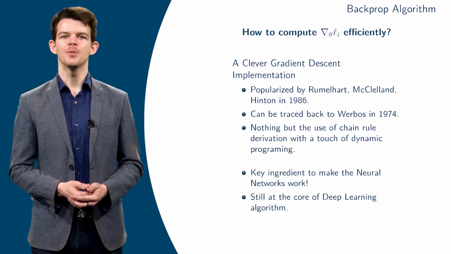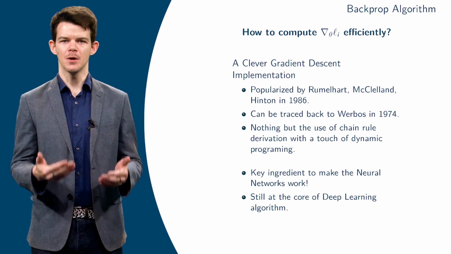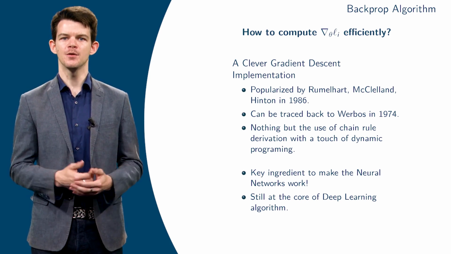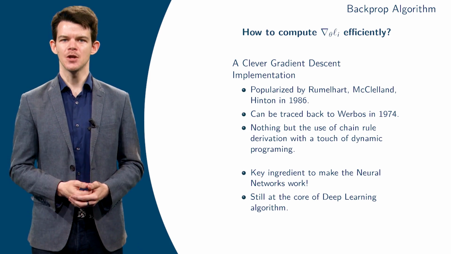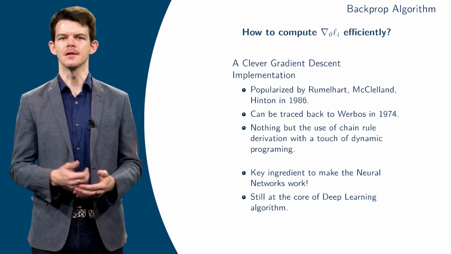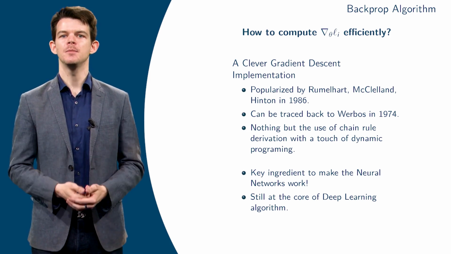Beware, as seen in the previous slide, backpropagation is not enough to train the network. The backpropagation algorithm allows us to compute the gradient of the loss efficiently, but this gradient is then used inside an optimization algorithm, any variant of gradient descent. So the backpropagation algorithm is not an optimization algorithm.